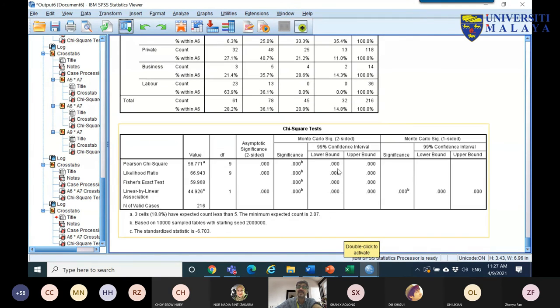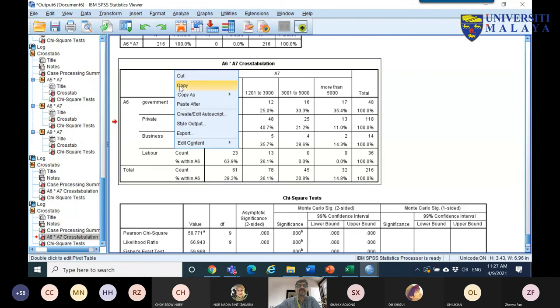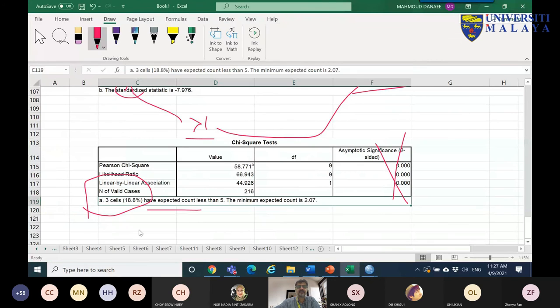Exact tests sometimes will not give you the results because the system will not be able to simulate the data. Correct? Because as you can see here, some of the cells in my crosstab, let me show you.